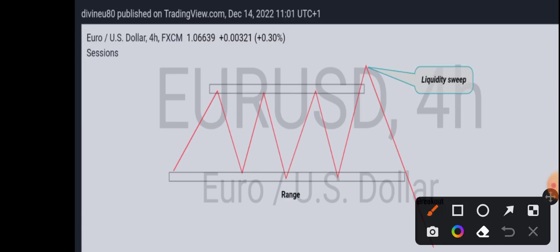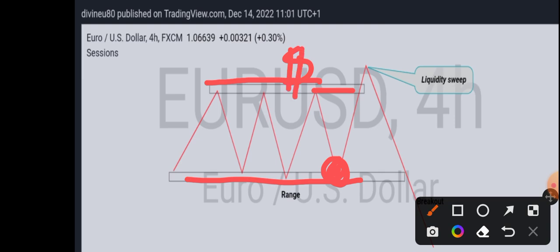So we see that there was a supply holding price over here, and there was a demand holding price over here. So what did the price do? Demand here was able to break this supply, took out liquidity over here, then came down, broke BOS, then came out to break BOS. This is how it is.